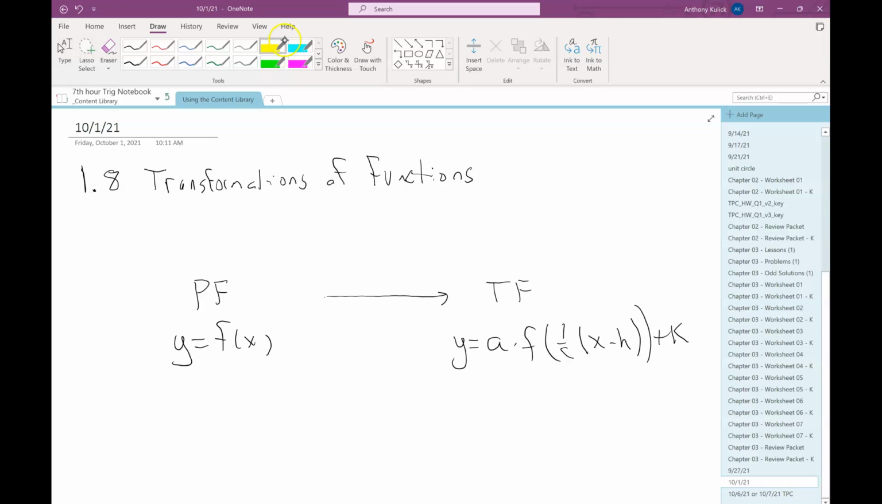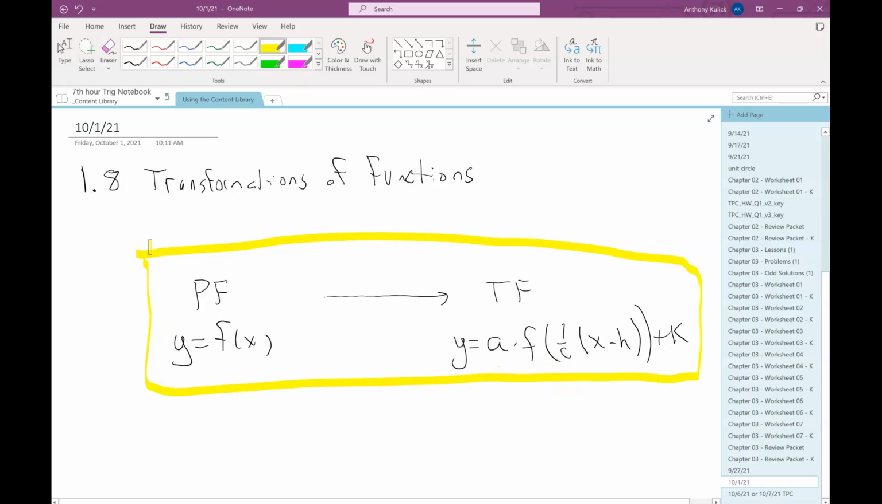That's a C there. It's just the name of the letter. For whatever reason, in this course we're calling it C versus B that you might have called it in a previous course. It's the same thing. Horizontal stretch. Yep. But we're still talking about the same thing.